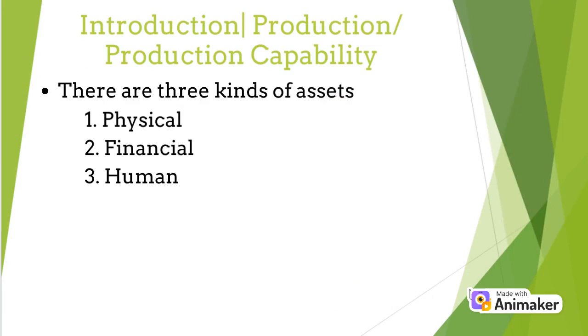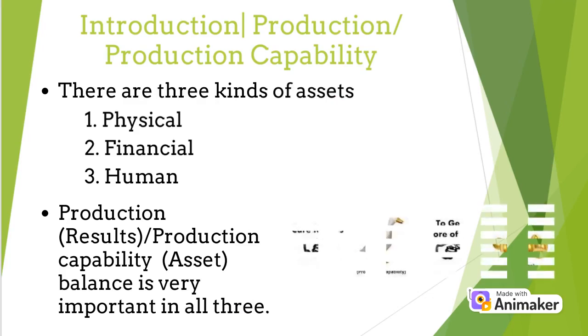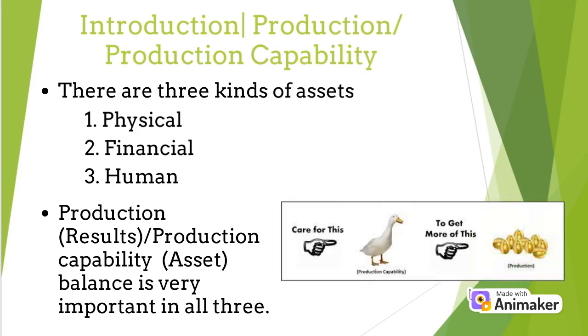Production by production capability balance is very important in all 3. What that means is that you have a physical asset like a machine, and if you don't take care of it, like preserving and maintaining, then a time comes when its production will start decreasing due to our shortcut gains. But if you invest in production capability, you can enjoy the production as long as you want.